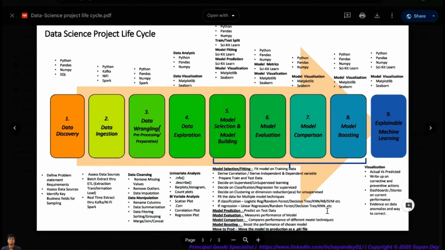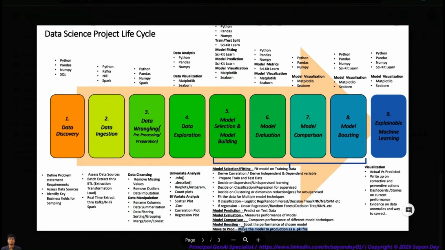So once all that is done, now we move the model to production as a pickle file. Now this part we have not seen. I will discuss that later: how to productionize a machine learning or deep learning model. We'll see that on the last day once I complete deep learning.